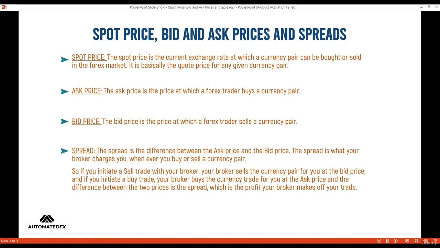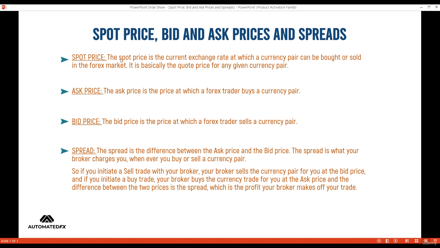Price terminologies are terminologies that have to do with the price, that's the price of a currency or price of a currency pair. So in this video, we're going to be looking at spot price, ask price, bid price, and then spread. We're going to be learning what the spot price, the ask price, the bid price, and the spread are.